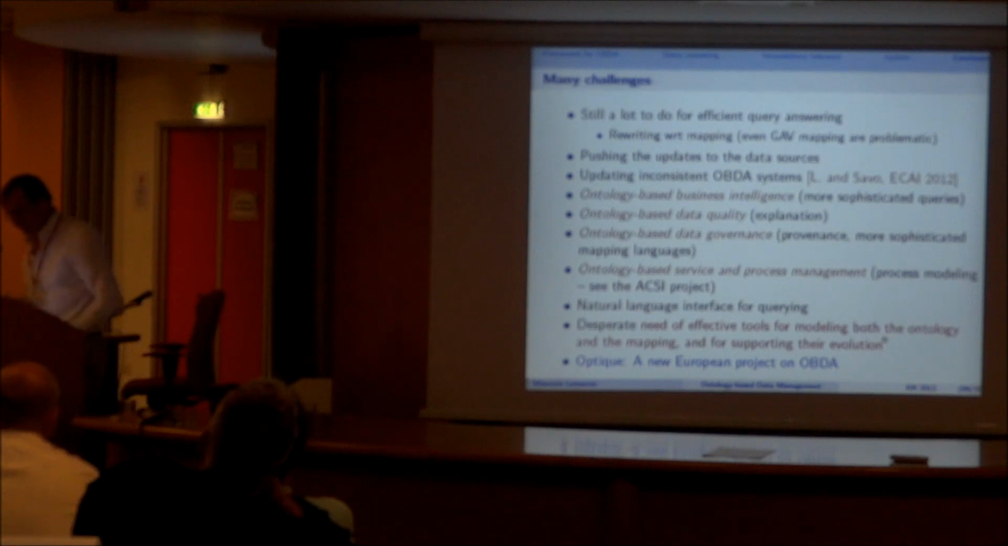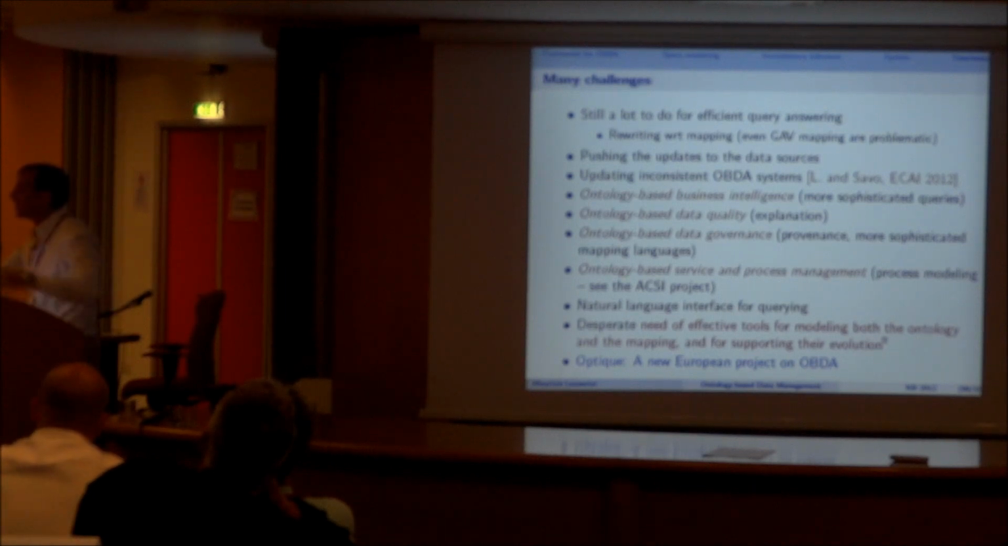And finally, there is the need of effective tools for modeling both the ontology and the mapping. I don't have the time to show you real ontologies that we have developed, real mappings. We are talking about 500 mappings, which means assertions from the data sources to the ontology. We are talking about 300 concepts, something like 300 axioms. And very soon, it's very difficult to deal with this specification. You have to have tools for helping the development. And we do not have strong tools to help the designer.